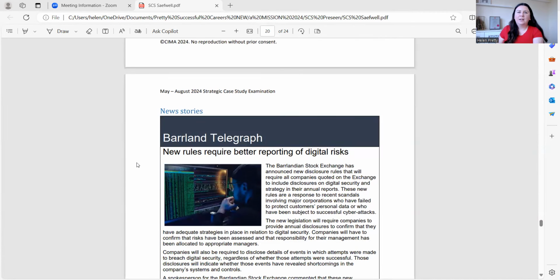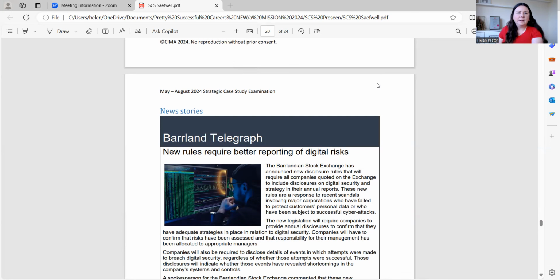Okay, let's scroll down a little bit for the news articles. Now these news articles are important. These are an important part of your pre-seen, guys, okay. So I'm going to read them word for word, but I do recommend you doing your own analysis and brainstorming of what these mean for you in your exam question.